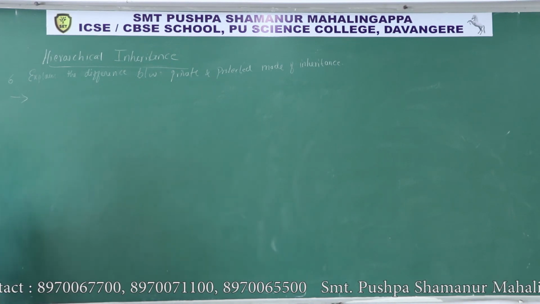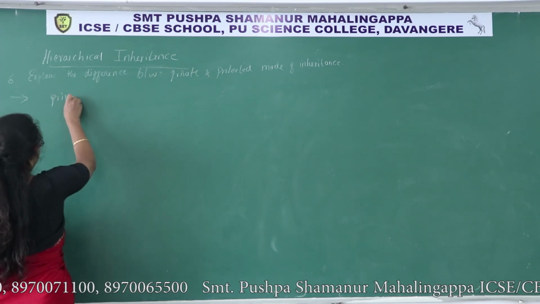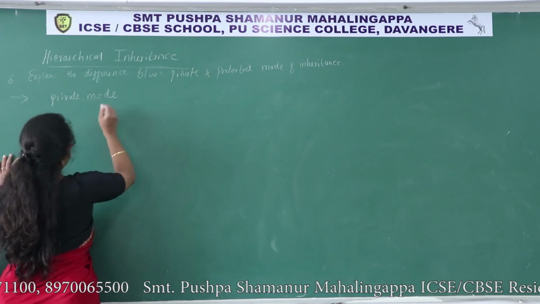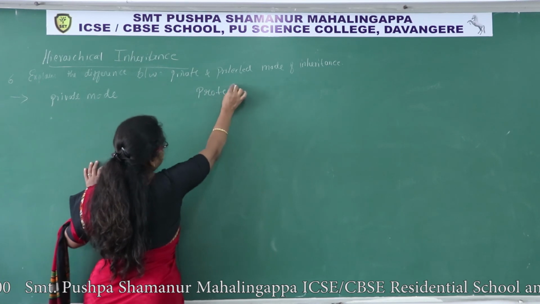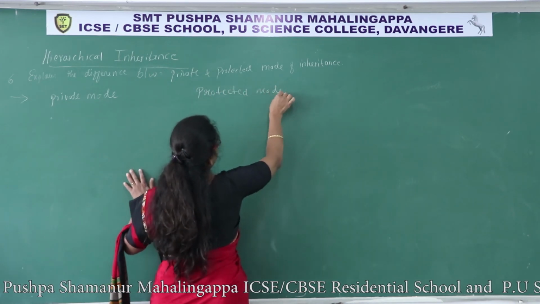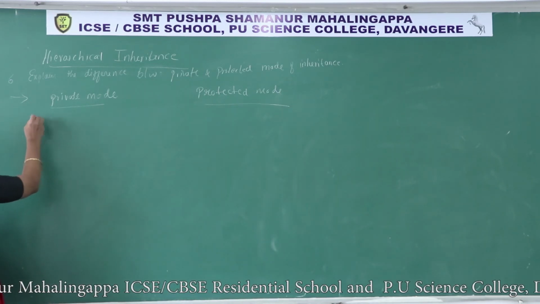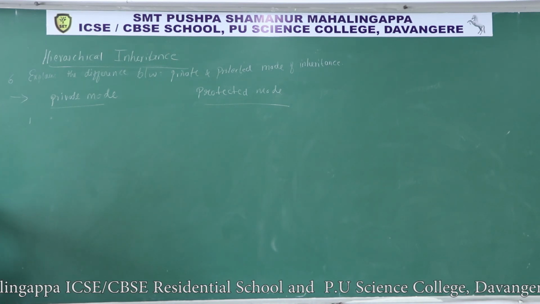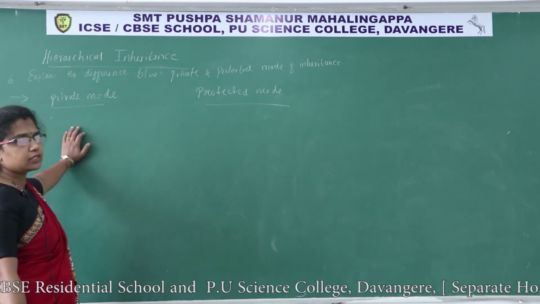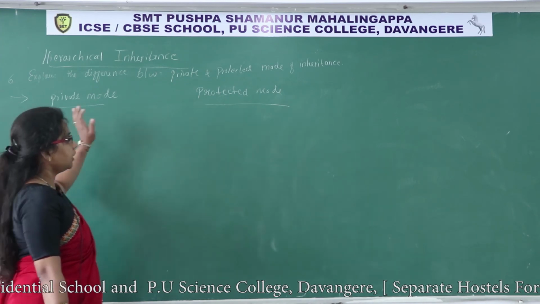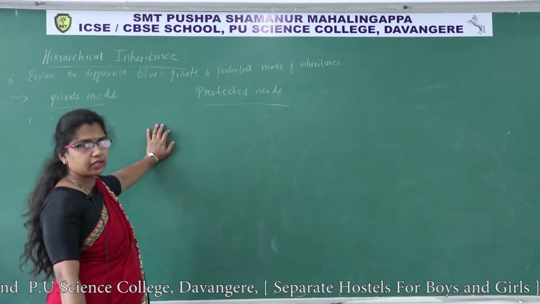See, first thing is a rule, private mode and protected mode. In private mode of inheritance, both public and protected members are inherited to the private section of the derived class, or they become private members of the derived class. In protected mode of inheritance, both base class public and protected members become protected members of the derived class.